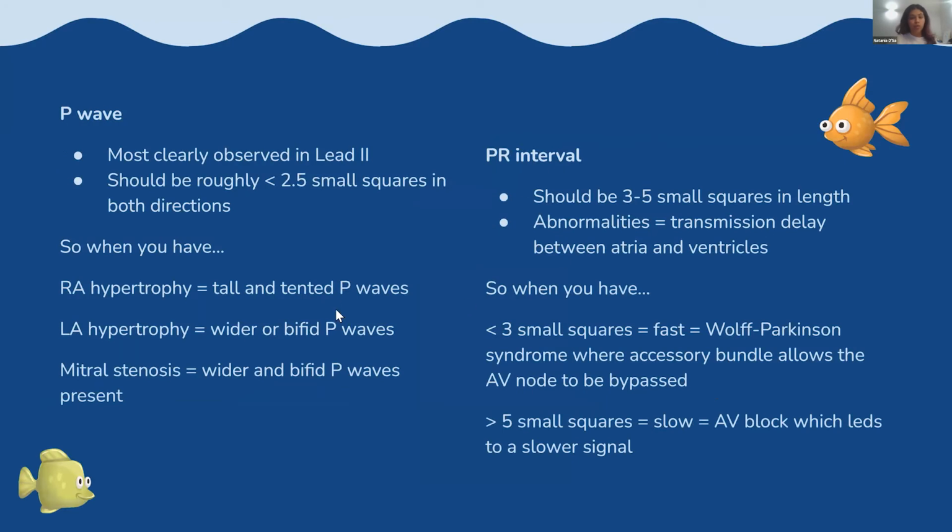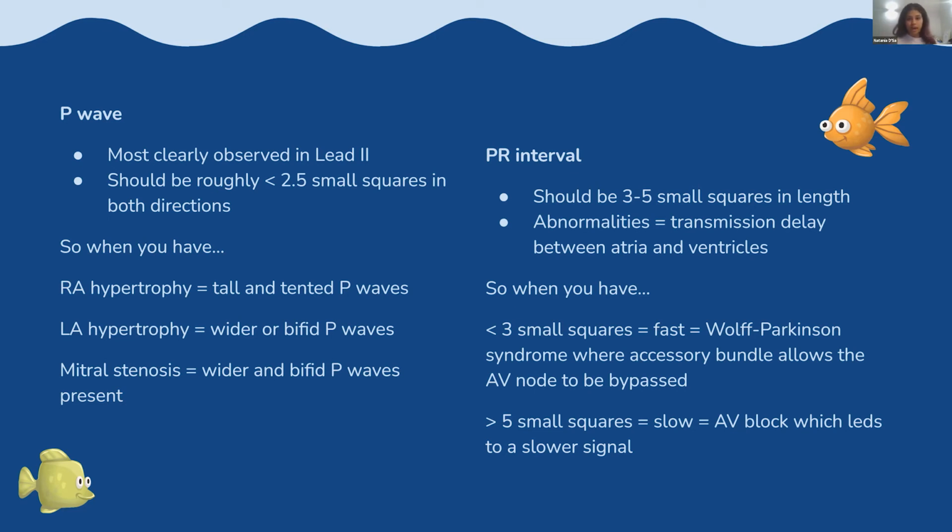Okie doke. So when we're talking about specifically each wave or each interval, what exactly are we looking out for and what are we diagnosing based on that? So with the P wave, it's most clearly observed in lead 2, so that's always a nice place to look for it. And it should be roughly less than 2.5 small squares in both directions.